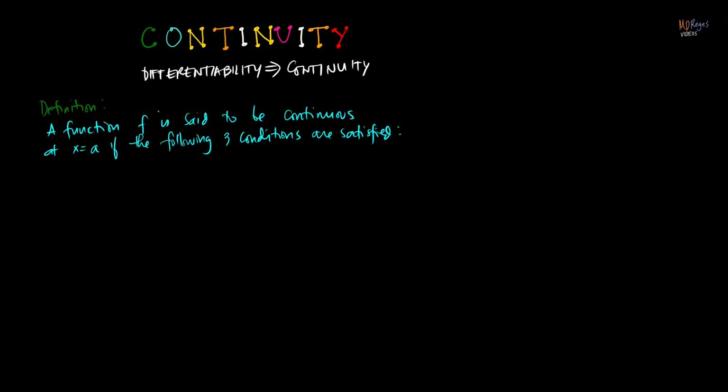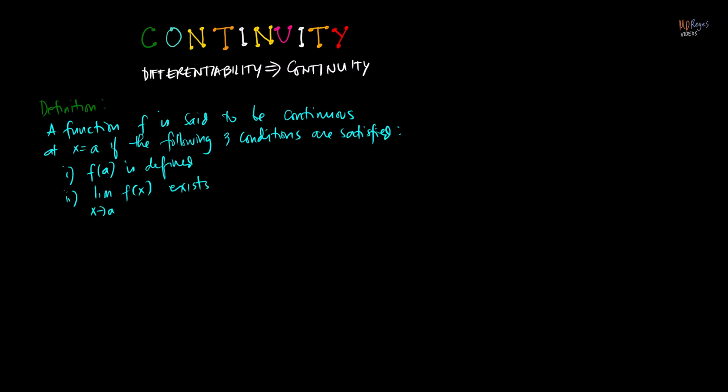Here's the definition of continuity. We say that the function f is continuous at x equals a if the following three conditions are satisfied. Number one, f of a exists or it is defined. Secondly, the limit of f of x as x approaches a exists.